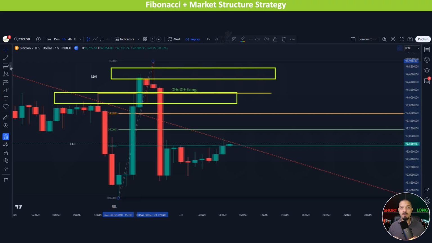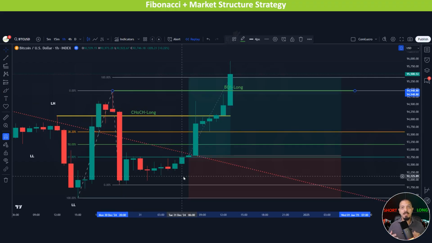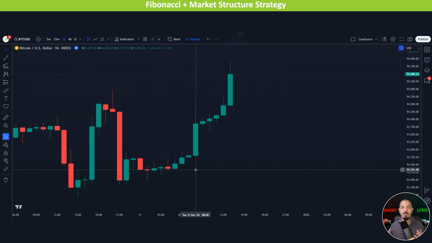Following the change of character and break of structure, which confirm a transition in market structure from bearish to bullish, our focus now shifts to identifying fresh buying opportunities. The first step in adapting to this change is to remove the previous bearish structure markings, such as LH and LL, as they are no longer relevant in the current context.